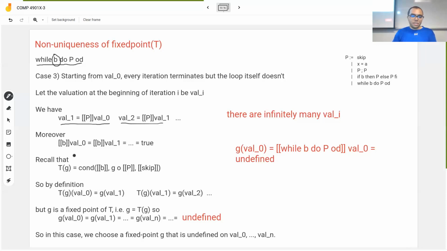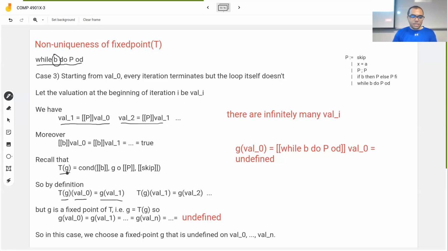Okay. So B of val 0, B of val 1, this is all true. For every i, B of val i is true. Okay. Now, again, I do the same thing as before. What do I do? I say, look at the definition of T of G and apply T of G to val 0. Again, this is G of val 1.